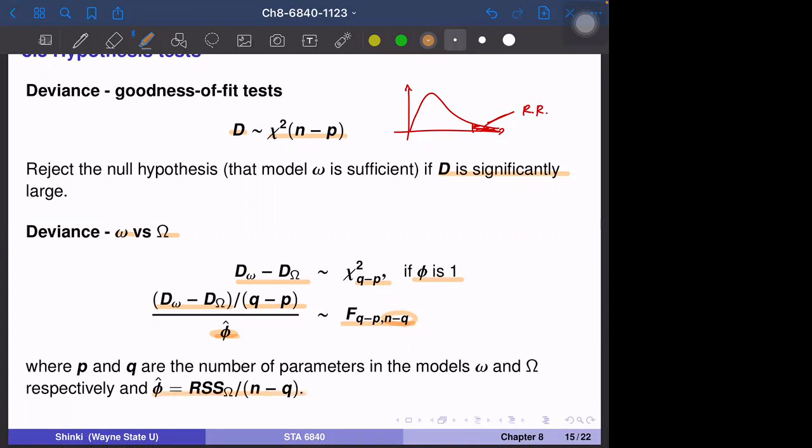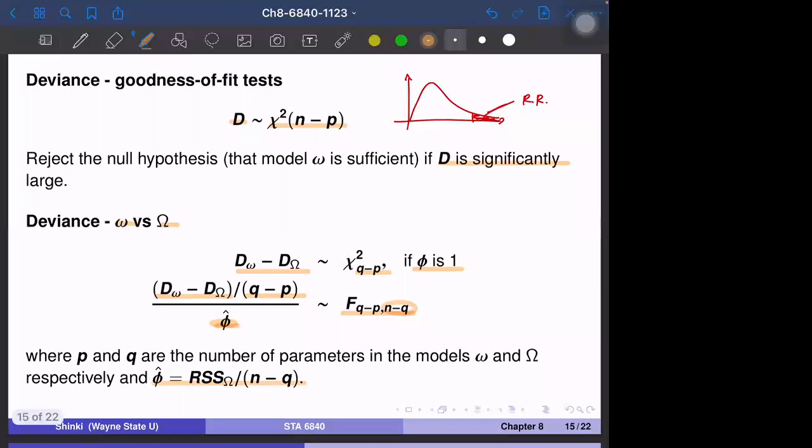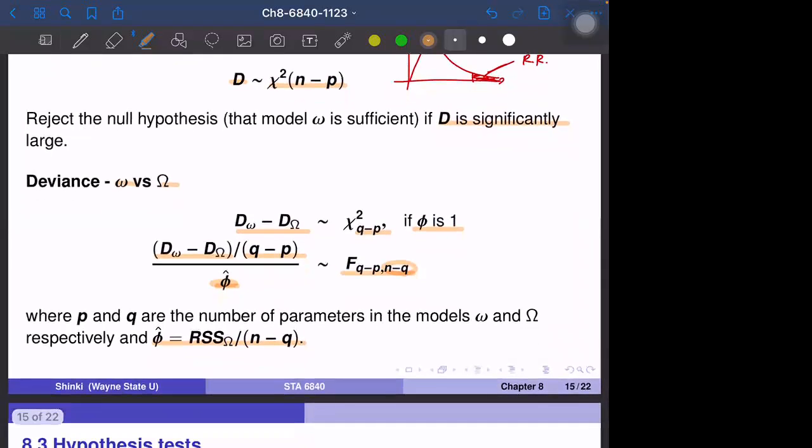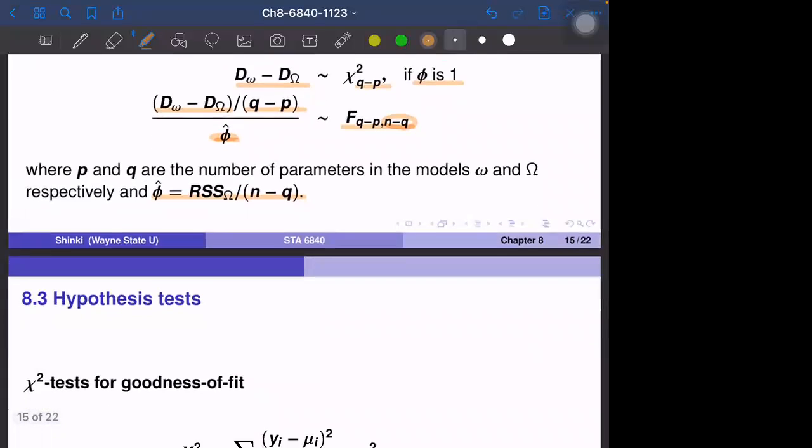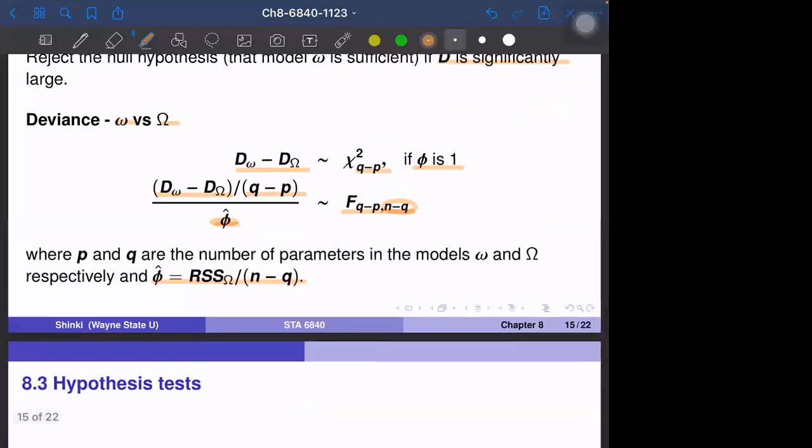So phi hat is the variance parameter, the residual sum of squares for the larger model divided by n minus q. In this way, we can test the smaller model against the larger model with deviance. So a larger value rejects the smaller model.